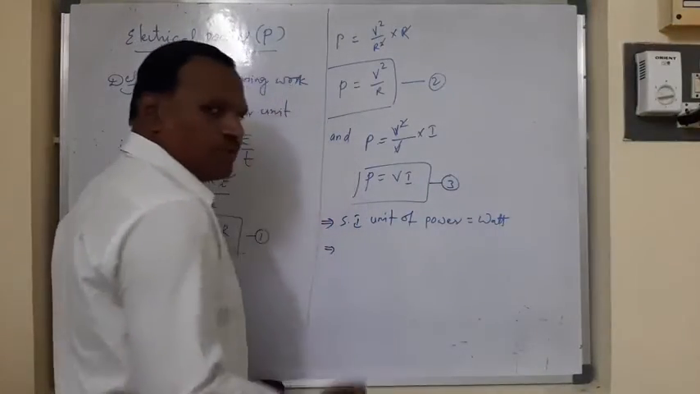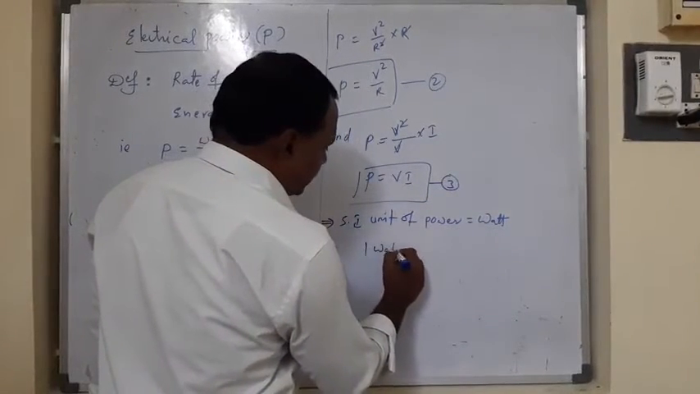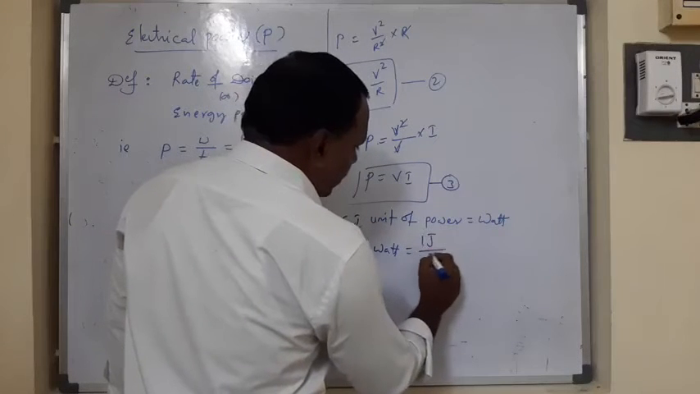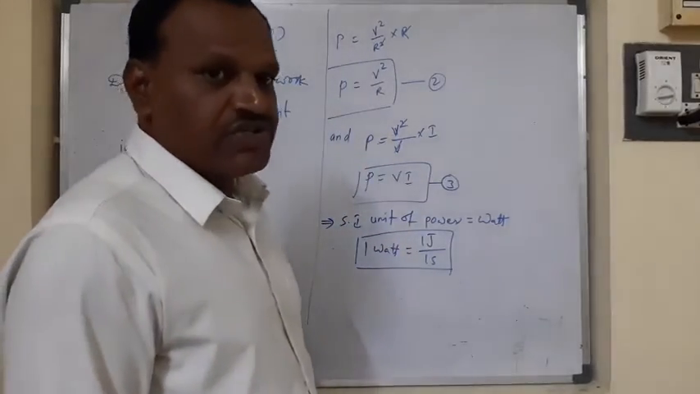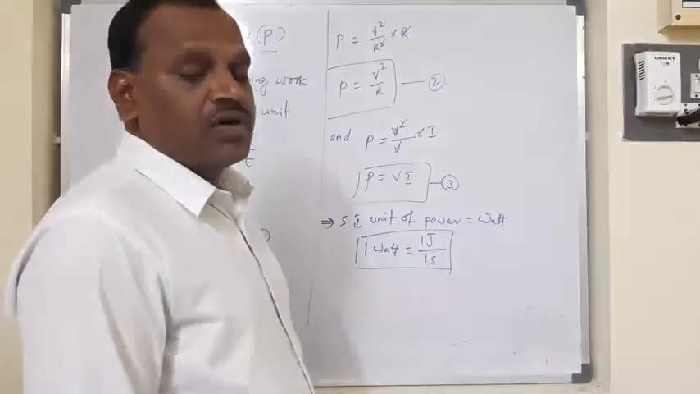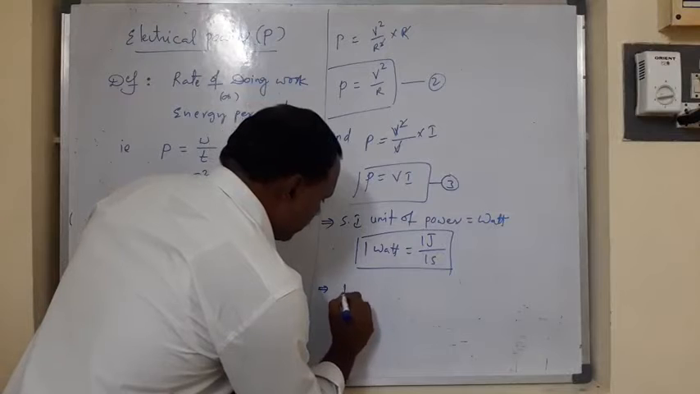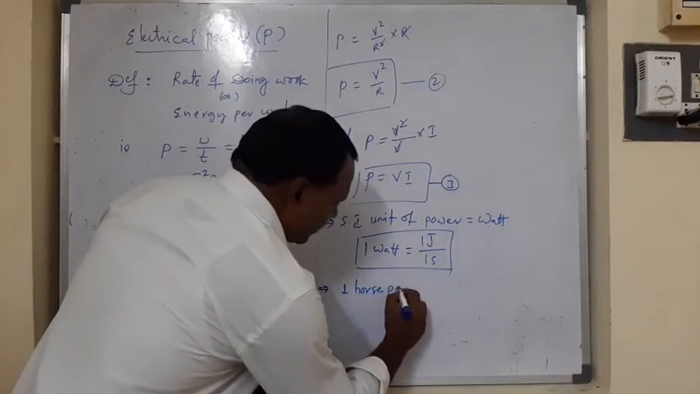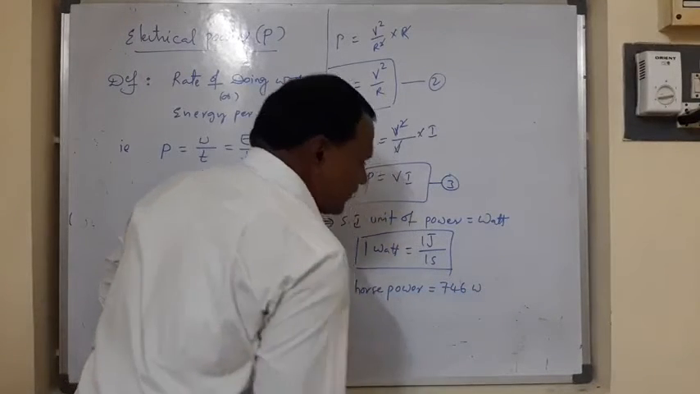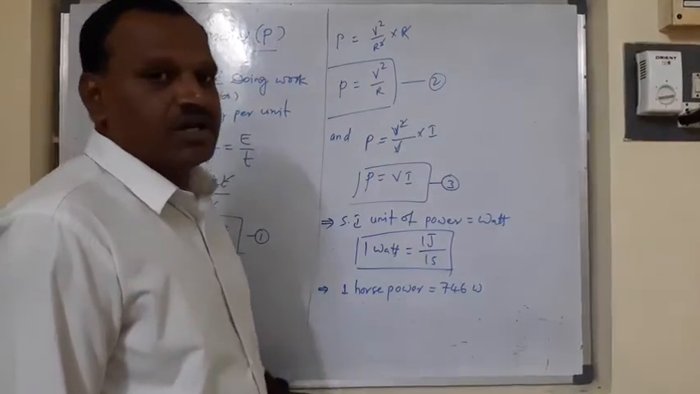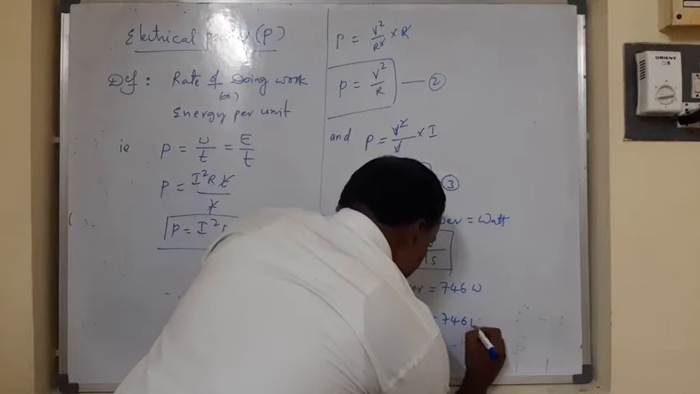There is one more unit to measure power. 1 watt of power means 1 joule of work is done in 1 second. If the amount of work done is 1 joule in 1 second, then the power is 1 watt. The other unit to measure power is horsepower. 1 horsepower is equal to 746 watts, that is, 1 HP is equal to 746 watts.